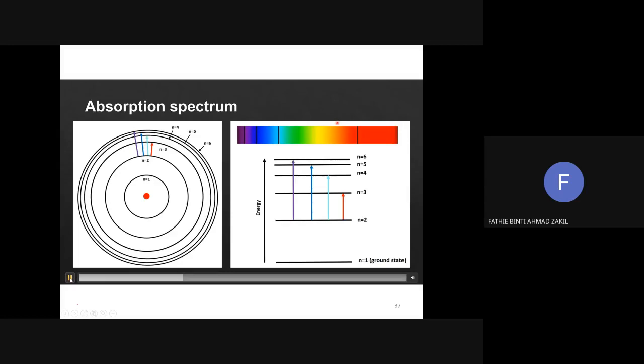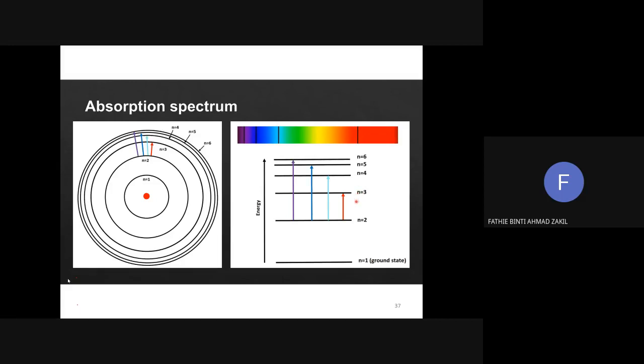Okay, next kita tengok. Spectrum, we have the energy levels of the atoms from n equals 1 to n equals 6. As you can see, the colored arrows on the diagram, they correspond to the colors that are missing from the absorption spectrum. As we mentioned earlier, electrons can transition between energy levels if they absorb discrete amounts of energy. So if we start with this red arrow here, the electron has transitioned from the n equals 2 to the n equals 3 energy level.